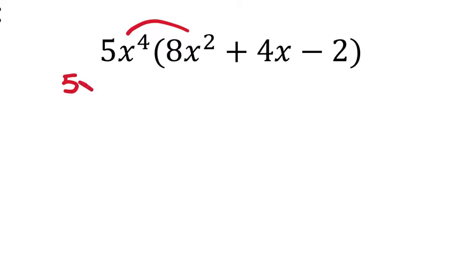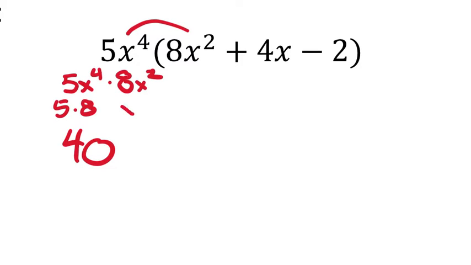So we'll write this out, 5 times x to the power of 4 times 8x to the power of 2. Okay, well, now I know 5 times 8 is 40. And then my x to the power of 4 and my x to the power of 2, they'd be multiplied, so I'm going to skip a little bit of work there and just show that we would then be adding those exponents, okay? So then that becomes x to the power of 6.